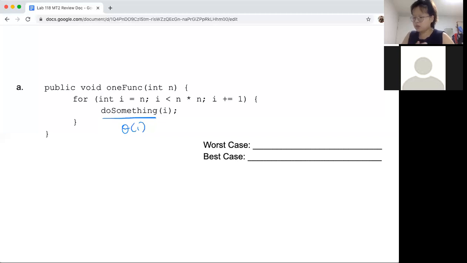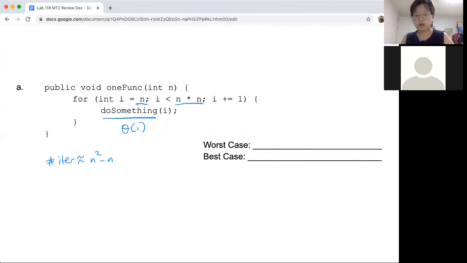And the for loop is actually going to iterate from n to n squared, and we're updating the variable by 1 every time. And so basically the number of iterations that we're doing is approximately equal to n squared minus n, right? Okay, well, is there any way that we can bypass this number of iterations? Can we do it in a shorter number of iterations?